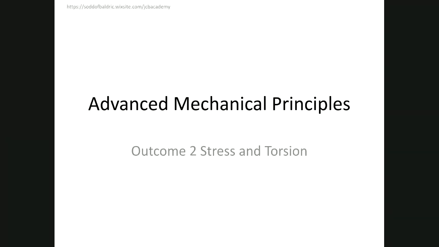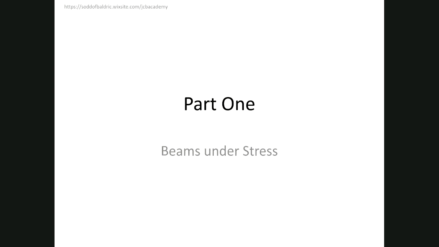This one we're covering outcome 2 and we're looking at stress and torsion. Today's session we're looking at part 1 of assignment 2, which is beams under stress. So we're going to analyse how beams bend when we put forces on them, basically.